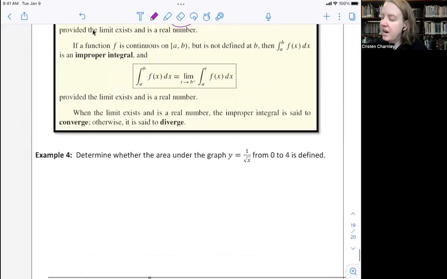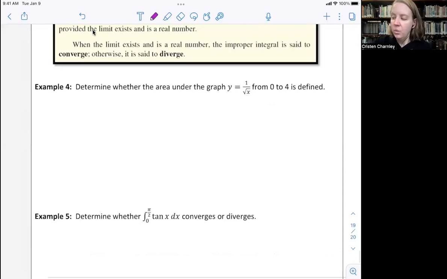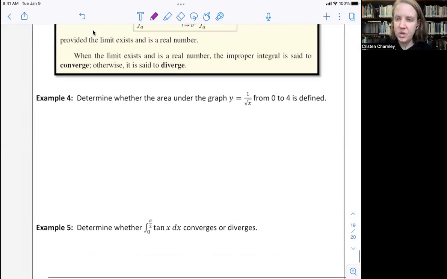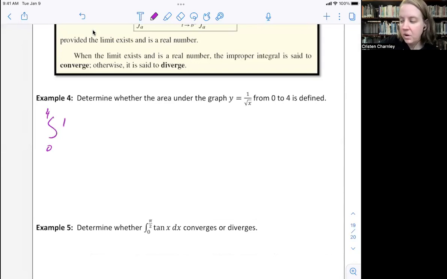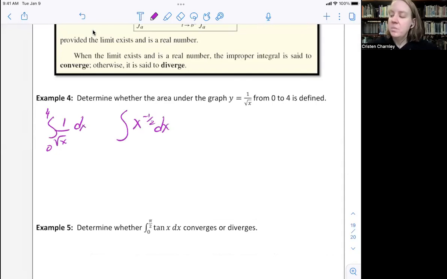So determine whether the area under the graph of y equals 1 over the square root of x from 0 to 4 is defined. What you'd probably do is just set up your integral: 0 to 4, no problem, 1 over the square root of x dx. You have to think about the domain of that original function. I know domain doesn't get a lot of love. Nobody really likes it. We kind of scooch right over it, myself included. But in this particular problem, the function doesn't exist at 0. I'd have a divide by 0 error, which does not work.